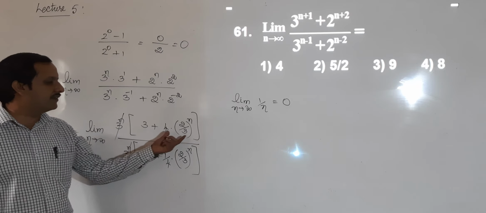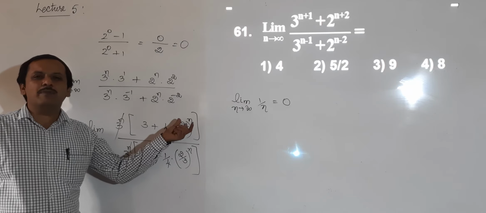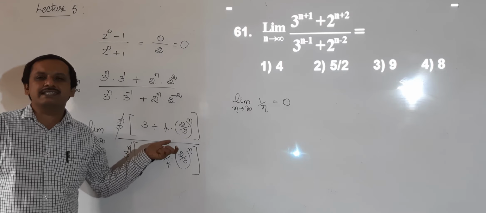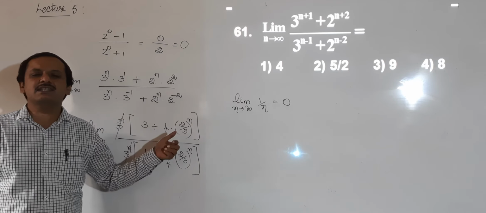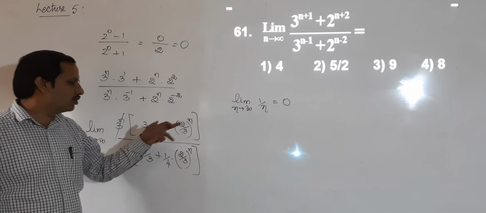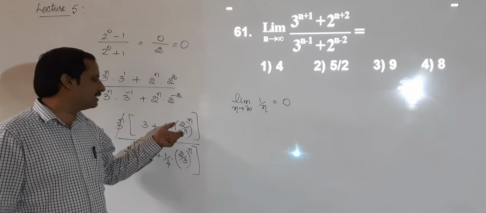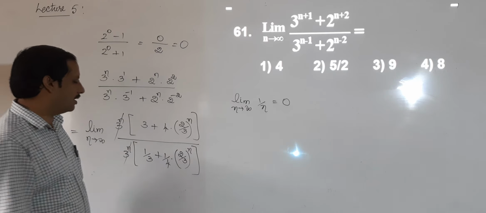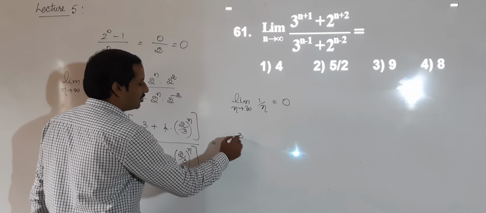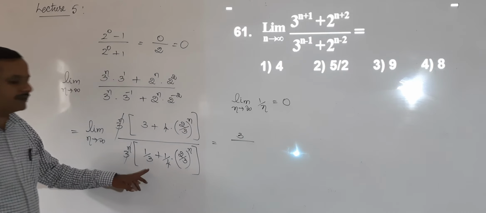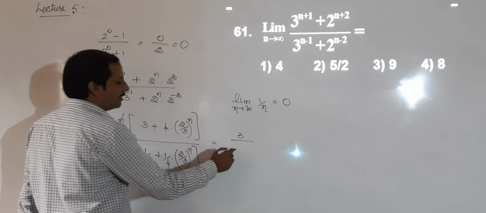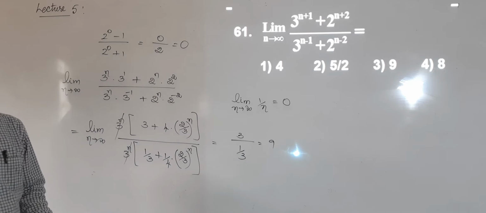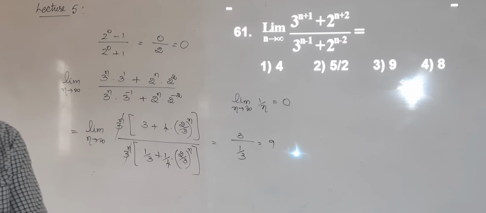As n tends to infinity, this 2 by 3 whole power n becomes 0 because this fraction is less than 1. Whenever the fraction is less than 1, as the power increases, the value of the fraction decreases. So by the time this power reaches infinity, this fraction will become 0. Similarly, this will also become 0. So the answer is 3 plus 0, 3 in the numerator, denominator 1 by 3 plus 0, that is 1 by 3. So the answer is 9, which is the third option.